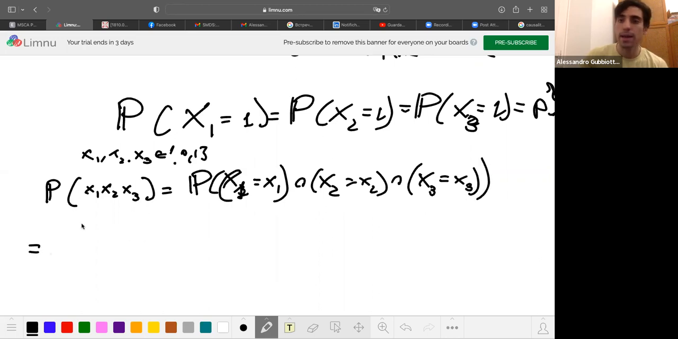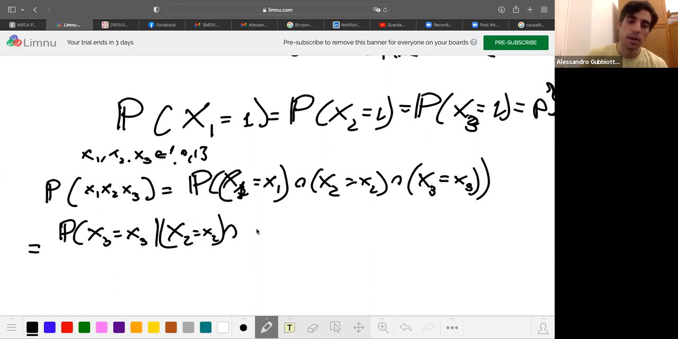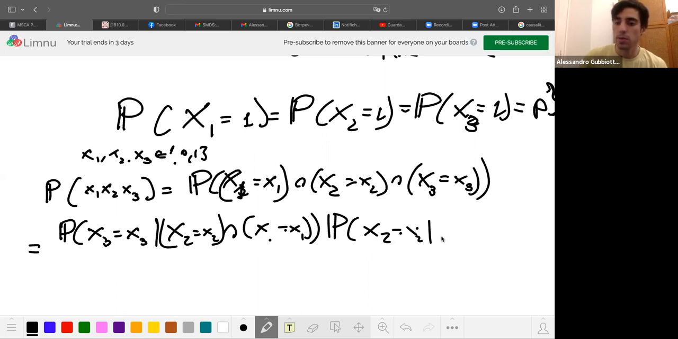And now we again multiply and divide as we did before. This is equal to the probability that the third digit is little x3, given that the second one is equal to little x2 and the first one is equal to little x1, times the probability that the second digit is equal to little x2, given that the first one is little x1, times the probability that the first digit is little x1.